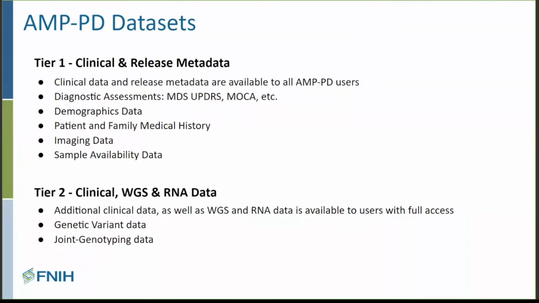Then with an institutional signature, you can get Tier 2 access, which gives you access to the genetic data, including variant information and joint genotyping data.